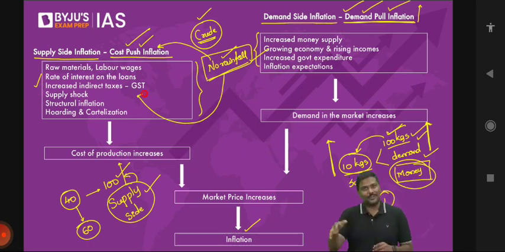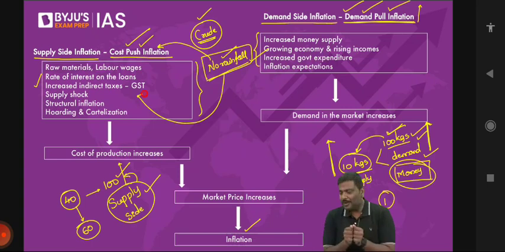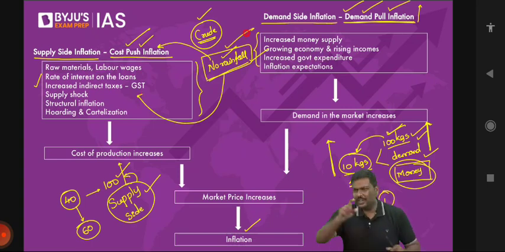Some of you are saying demand pull, and most of you say demand pull. How? Demand pull means income should increase. Is it okay? Demand pull means income should increase. Now tell me, if there is no rainfall, do you think farmers' income will increase? How? What is the logic you tell me behind that?